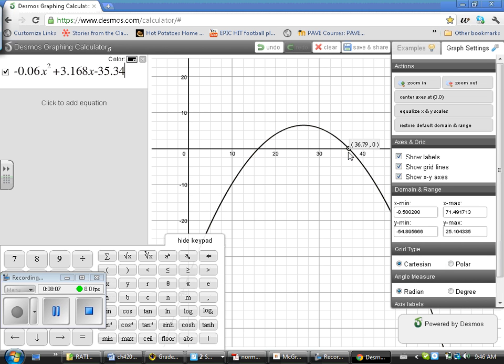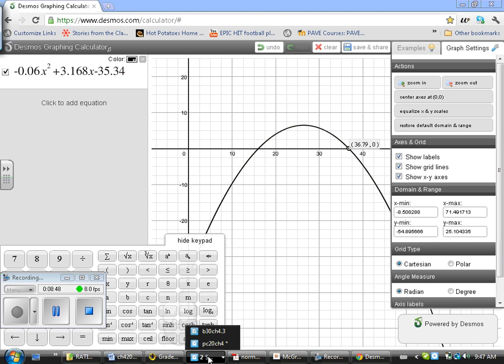Okay, so the question asks us, how far is the soccer ball from the goal line when it's kicked? Well, if x is the horizontal distance traveled from the goal line, so 0 is at the goal, okay, they must have kicked it from 16 meters away from the goal line, and then it came down at 36.8 meters from the goal line. Okay, so the soccer ball travels from 16 to 36.8.